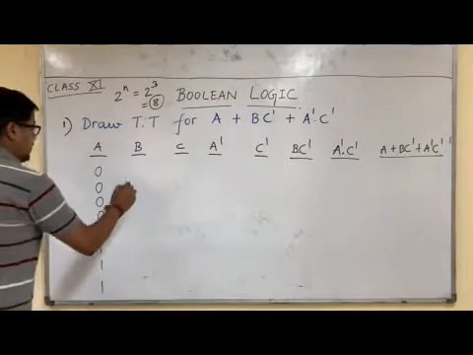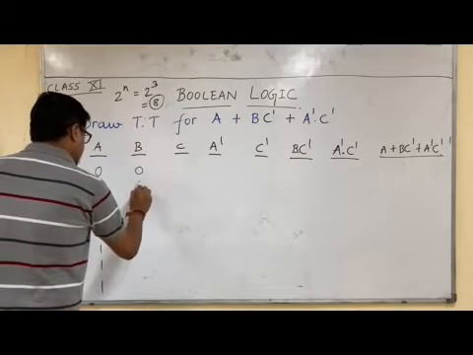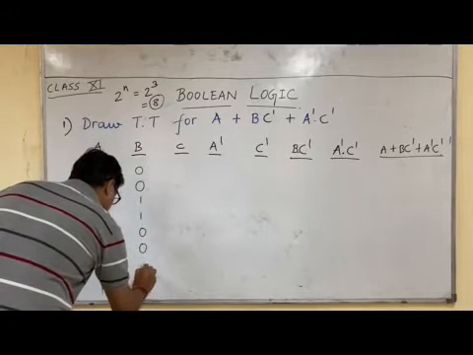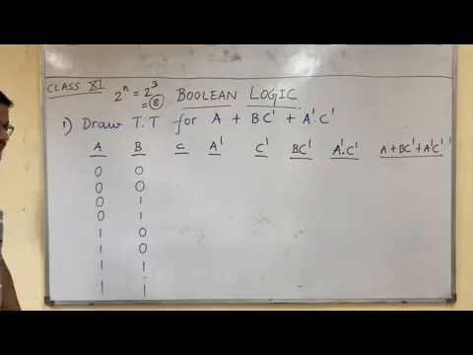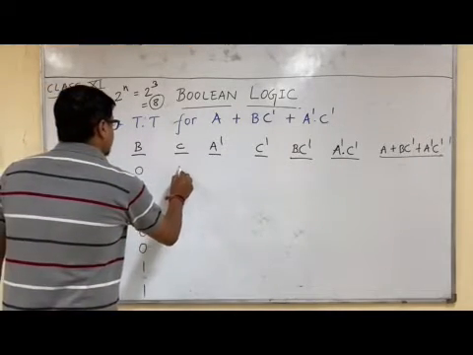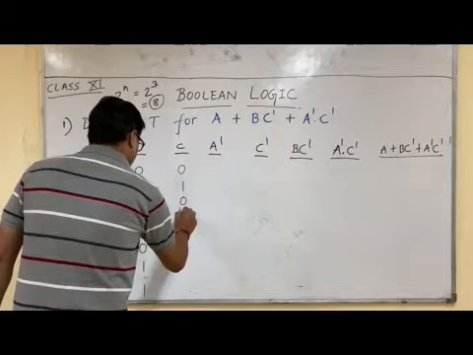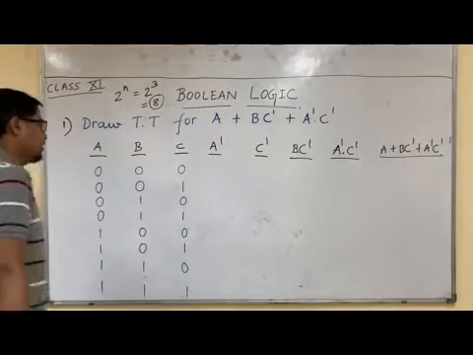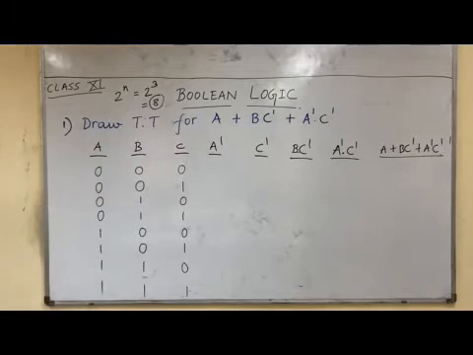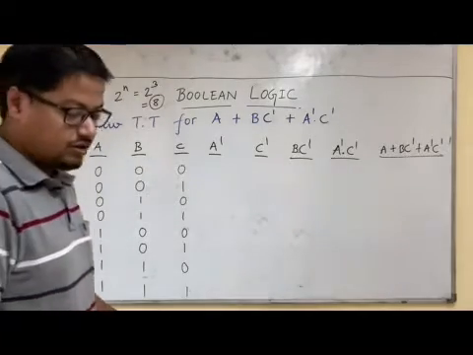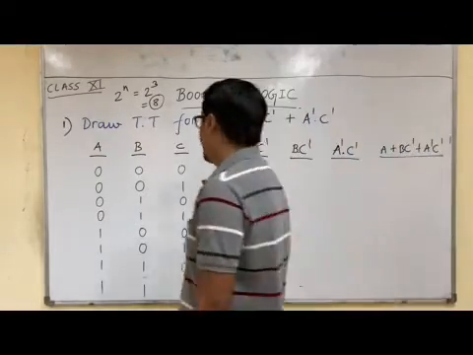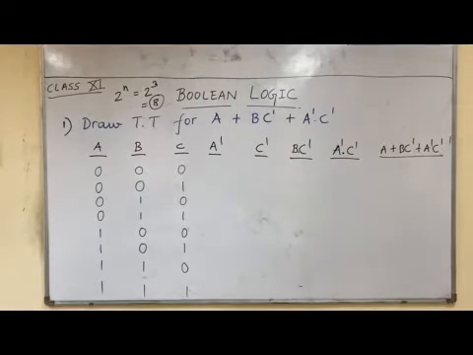Correct? What was there for the second one? For B: 0, 0, 1, 1, 0, 0, 1 and 1. Now for C: 0, 1, 0, 1, 0, 1 and 0, 1. This has to be very concrete, very easy. I hope you get the pattern. Now pay proper attention to what we are going to do.